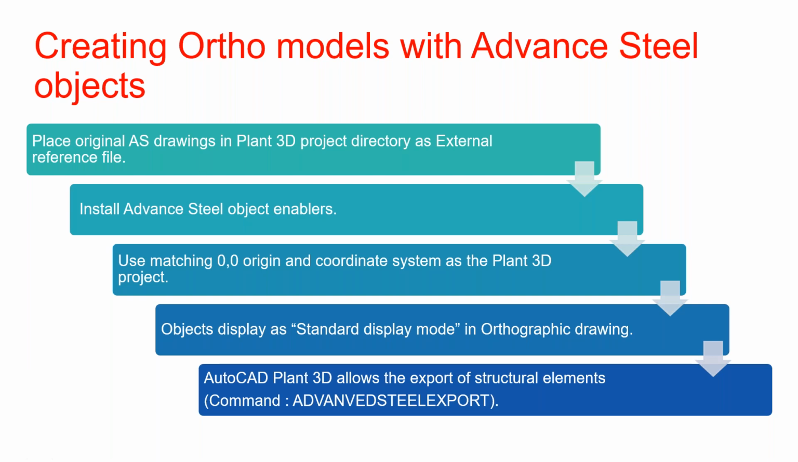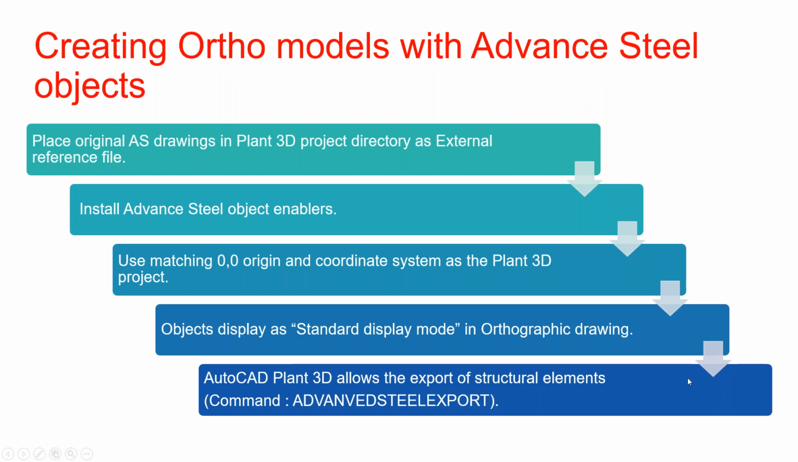The display of the Advanced Steel objects in the ortho is going to be determined by whether you have the object enablers there. You can also generate steel and structural objects in Plant 3D. To some extent, it has some structural steel elements, and you can export those out to Advanced Steel and then read that file in using the command, which should say AdvanceSteelExport. You just type that in Plant 3D, and it will export your steel to a model file that can be imported into Advanced Steel. I believe it's an XML file.